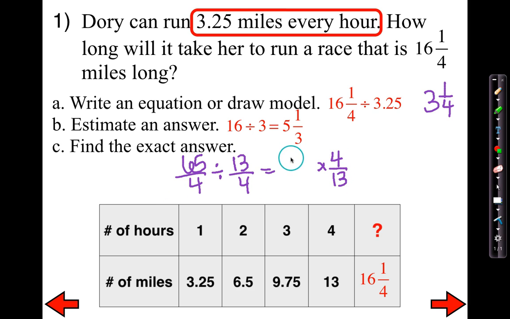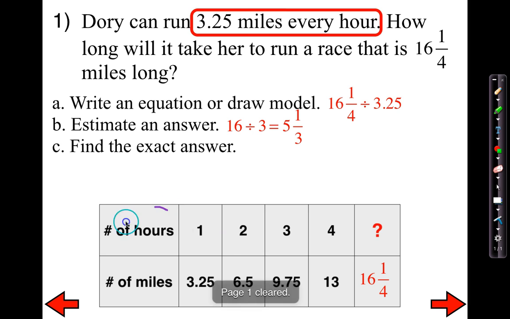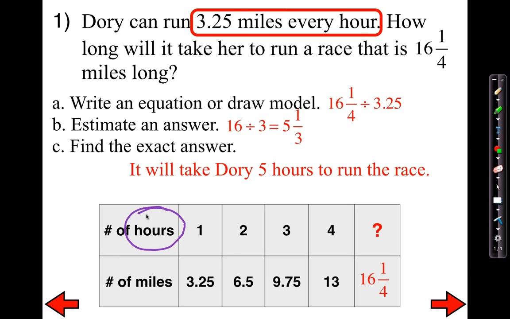So I'm going to go ahead and take 65/4 and multiply that by 4/13. Now, the 4s are going to cross cancel, leaving us with 65 over 13, which is going to reduce to just 5. So to answer the question, how long will Dory take to run a race that's 16 1/4 miles long? Well, it would take 5 hours. So please make sure you're using the correct unit. Some students don't read into the small details of the problems, so be very careful.